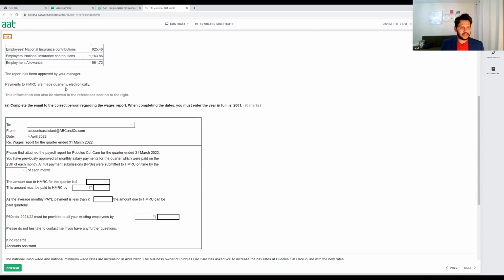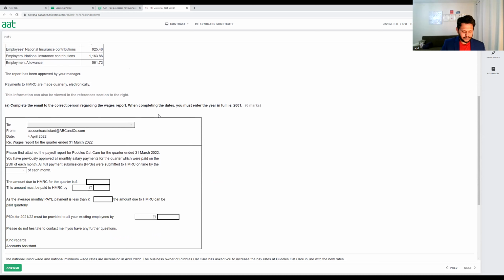Payment to HMRC is made quarterly. Normally, you can pay the PAYE quarterly if the PAYE liability is less than £1,500 a month. So if your PAYE liability is less than £1,500 a month, then you can pay the PAYE quarterly rather than monthly, like the 22nd. All right, so complete the email. So let's do that. So let's complete the email.